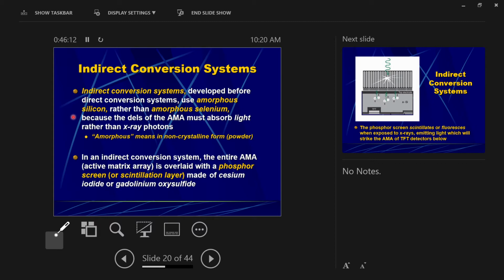Silicon, as a semiconductor, is sensitive to visible light. An indirect conversion system has the same active matrix array, the same deck cells. Just the material in them is replaced. Selenium is replaced with silicon. And on top of the deck cells, there is a layer of something called a scintillator screen.